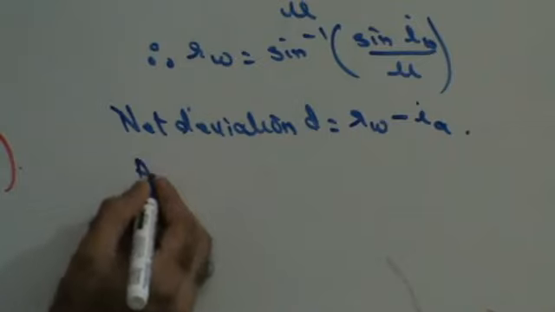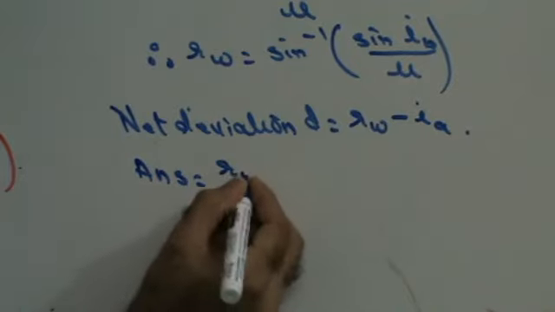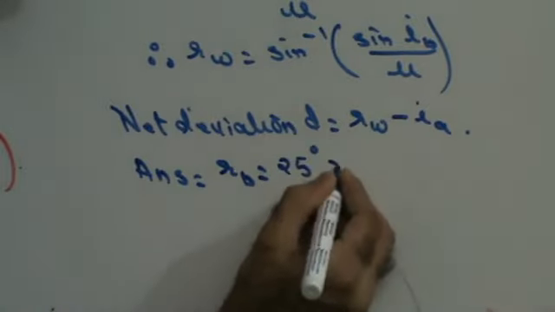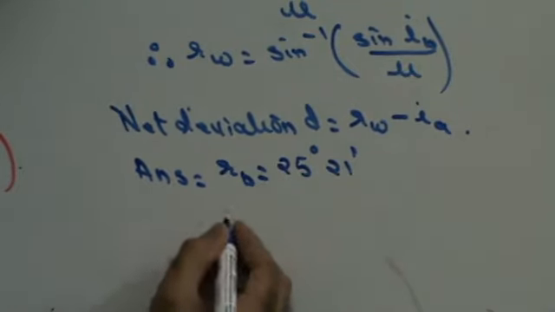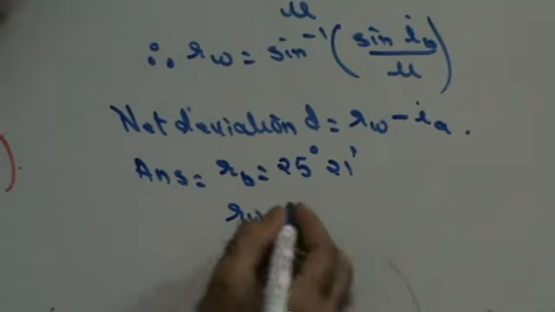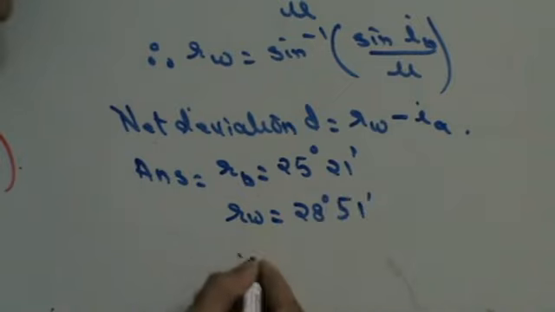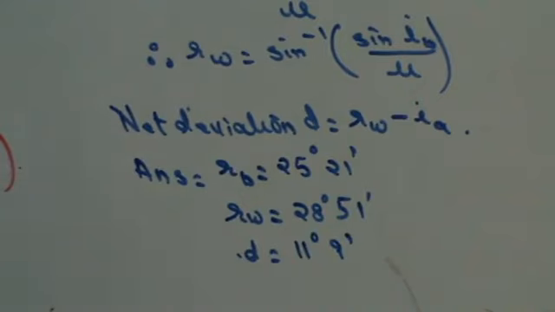Your answer for the sum should be: the angle of refraction in benzene is going to be 25 degrees 21 minutes, right? Then the angle of refraction in water is going to be 28 degrees 51 minutes, and your angle of deviation should be 11 degrees 9 minutes. Fine, do we get this thing here? Right, once you get this, then let's move on to the next sum, guys.